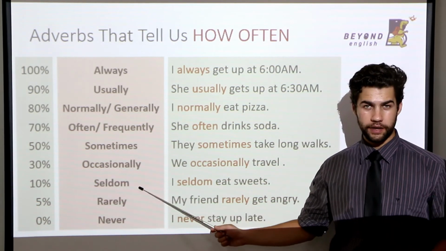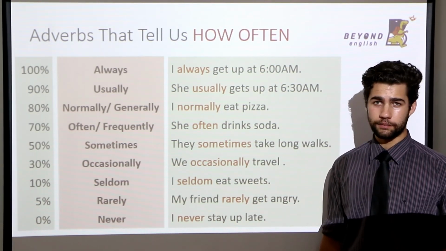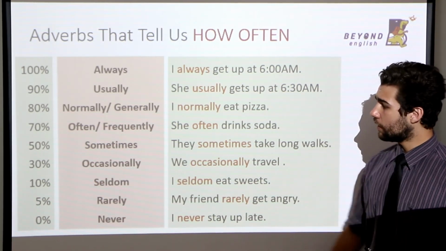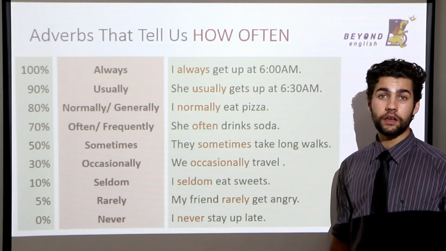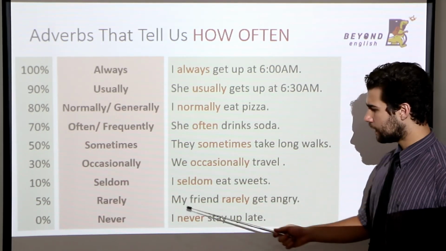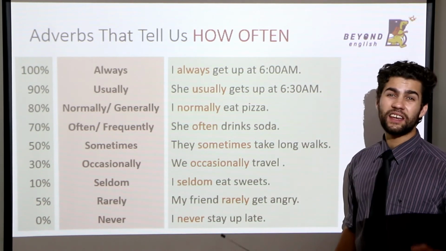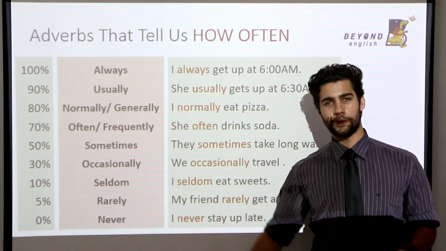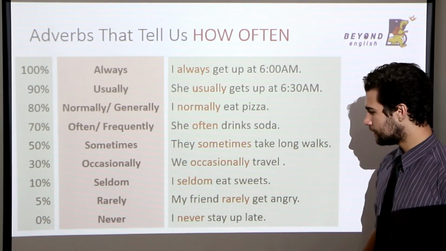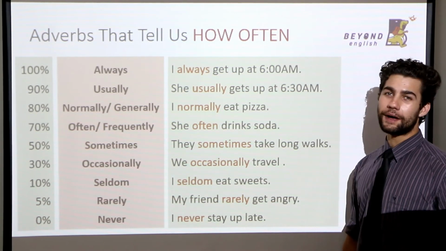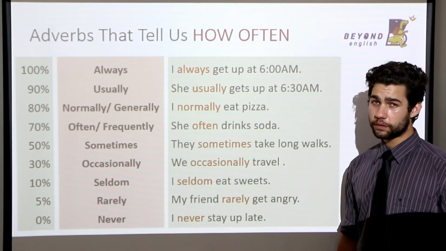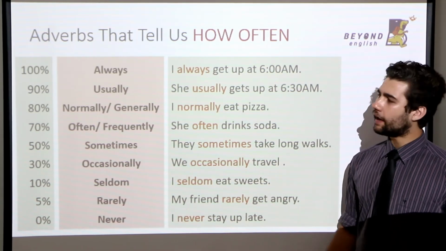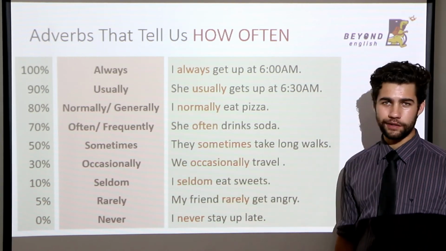Next, 10%. We use seldom. I seldom eat sweets. For 5%, we say rarely. My friend rarely gets angry. And for 0, we say never. I never stay up late. Okay, remember, practice each of these sentences and try to use these words at home.